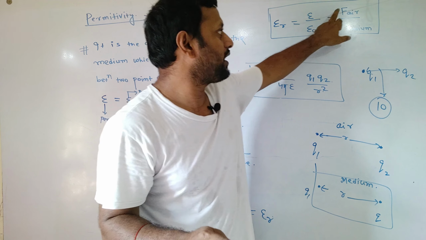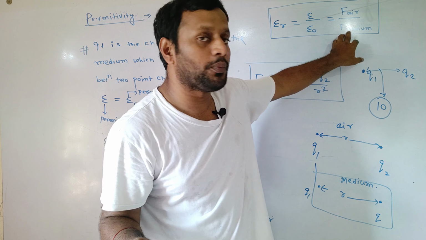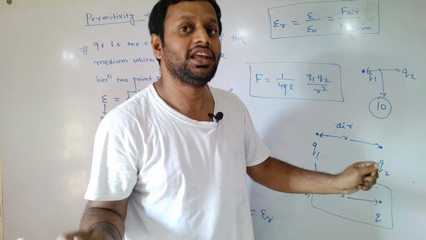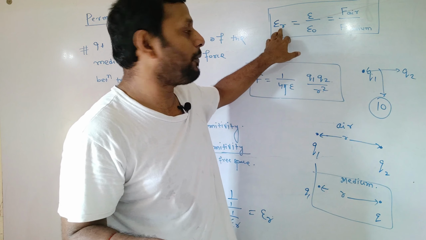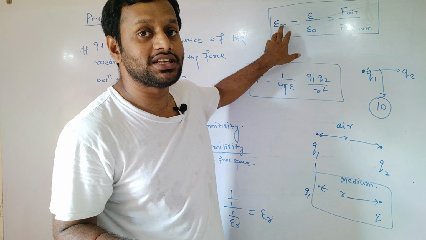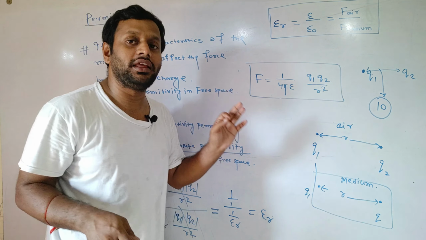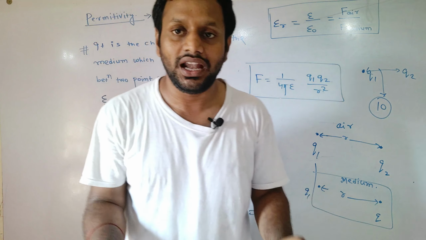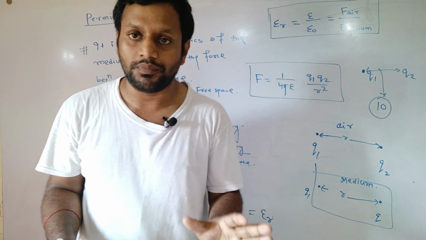Or you can say force between two static point charges in vacuum divided by the force between two static point charges in that medium, where you want to calculate the relative permittivity of the medium. So that is basically relative permittivity of the medium. So relative permittivity is a unitless and dimensionless quantity. It is simply a relative term.